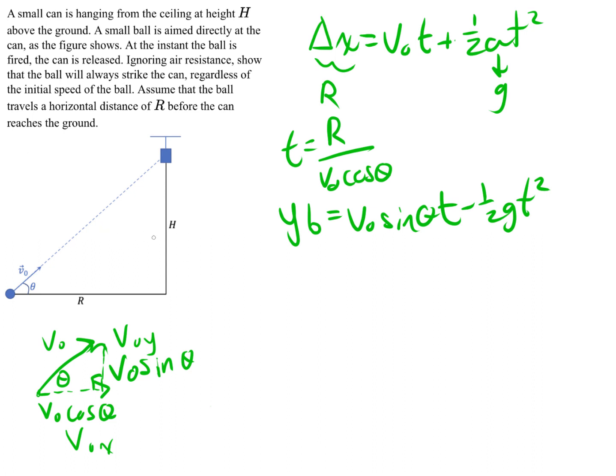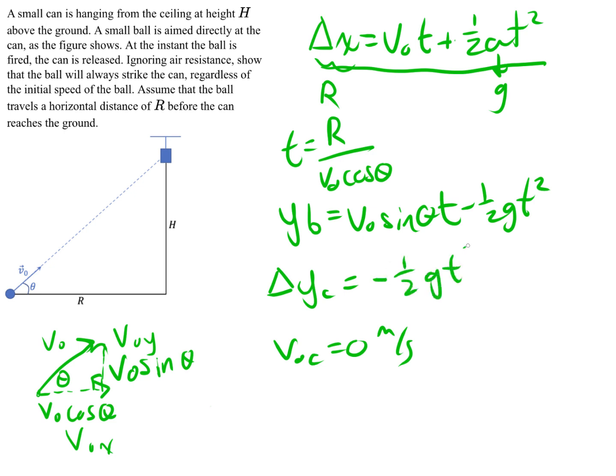Now we need to figure out the y position of the can. So the change in y position of the can, again, we can use this kinematic equation, is equal to the initial velocity of the can, which is simply 0 meters per second because it is simply released, meaning it's not thrown down, so it has no initial velocity. So it is simply equal to minus 1/2 gt squared, as that is the acceleration that is pulling the can down towards the ground.